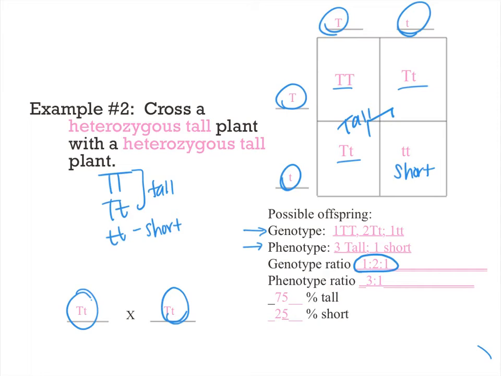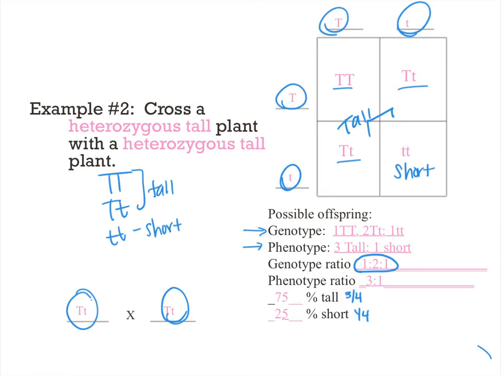So you'll always only have 2 numbers in the ratio. And we already said that 3 will be tall, 1 will be short. So 3 out of 4, 1 out of 4, 75%, 25%. And again, you're just bringing those numbers down for the ratios.